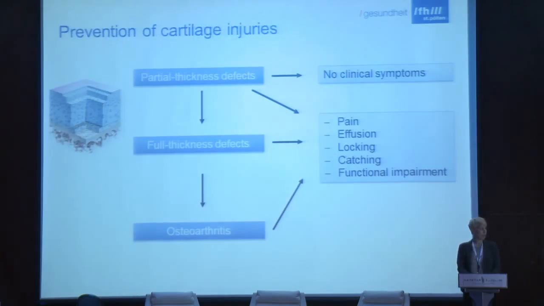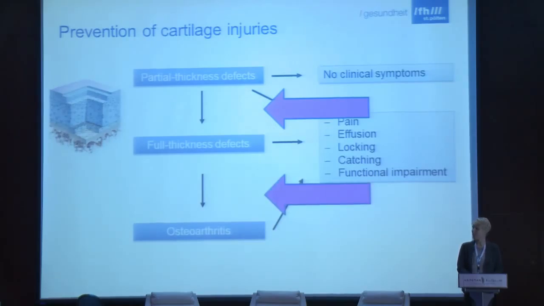So what are now the possibilities to prevent cartilage injuries? I think we won't be able to prevent partial thickness defects, but I think we are able to prevent the progression from partial thickness defects to full thickness defects, and I think we are able to influence the symptoms as well. And further, I think we can slow down the progression from full thickness cartilage defects to osteoarthritis.